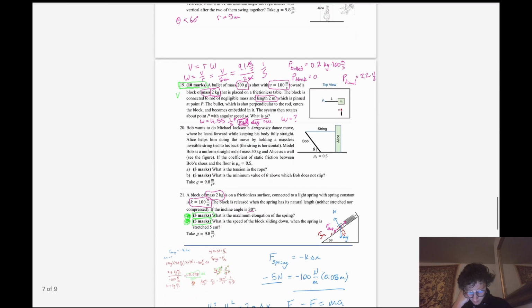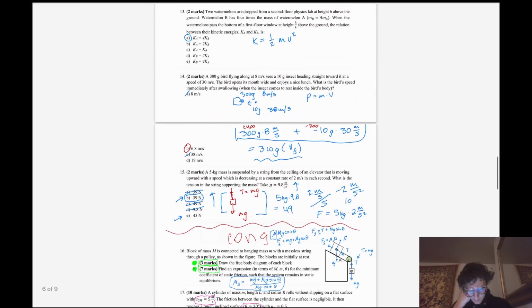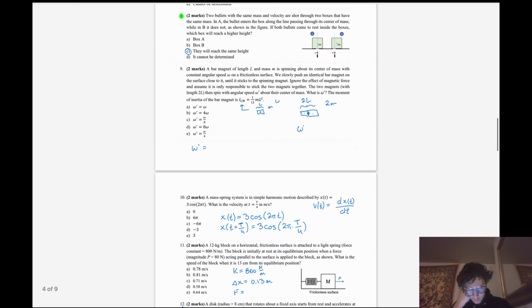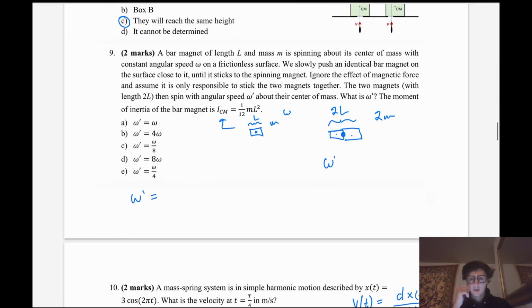So we got the Michael Jackson problem, we got the swinging problem, we got the incline problem. It's not looking too bad. We got 3 long problems, and we got a bunch of multiple choice. And we've been working for an hour and a half almost. Honestly, we're in a good position, guys. I think we're vibing right now.